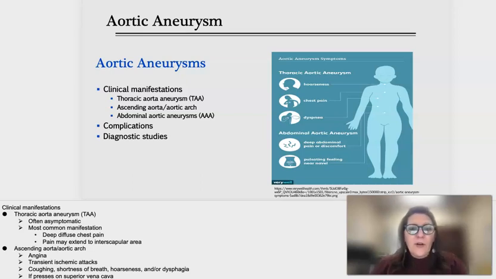The ascending aorta or aortic arch, people might have angina. They might have transient ischemic attacks if areas don't get oxygen. Coughing, shortness of breath, hoarseness, or dysphagia. If it presses on the superior vena cava, they might have decreased venous return, which could cause other problems. So this picture is a good depiction of the different symptoms that go along with this.